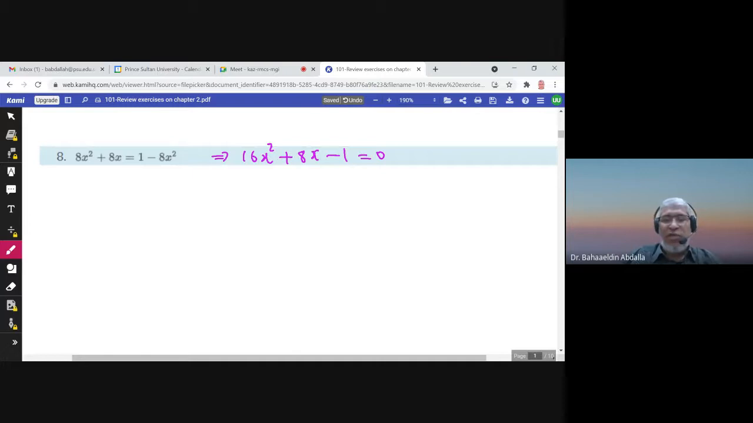If you look to this equation, you notice that the first term is a perfect square. It has a square root, which is 4x. And the last term is also a perfect, no, it's not a perfect square because it is negative 1. So the square root of negative 1 is not real.